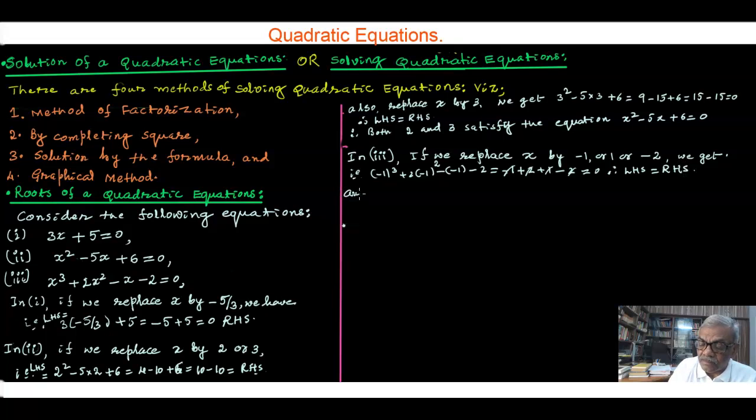And also replacing x by 1, we get LHS equal to 1 plus 2 minus of 1 minus 2, that is again going to get cancelled: 1 and 1, and 2 and minus 2 are going to get cancelled, that is equal to RHS here.